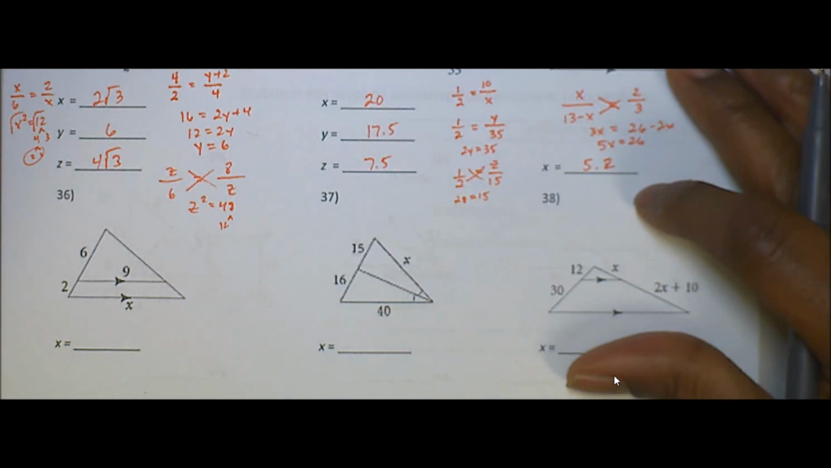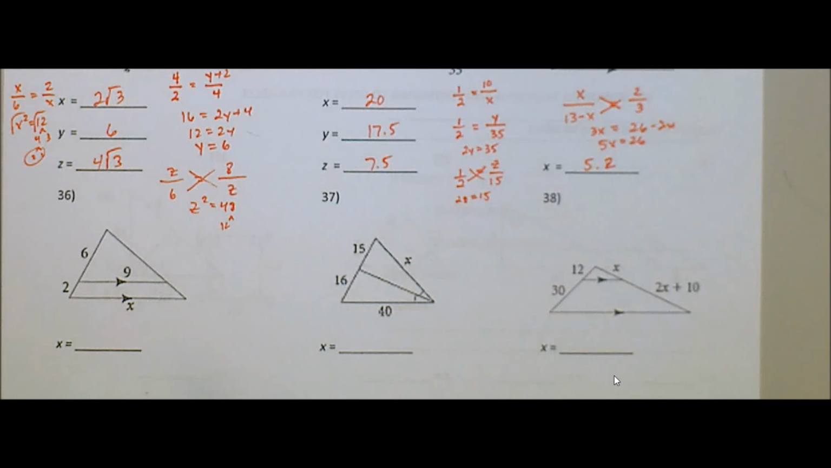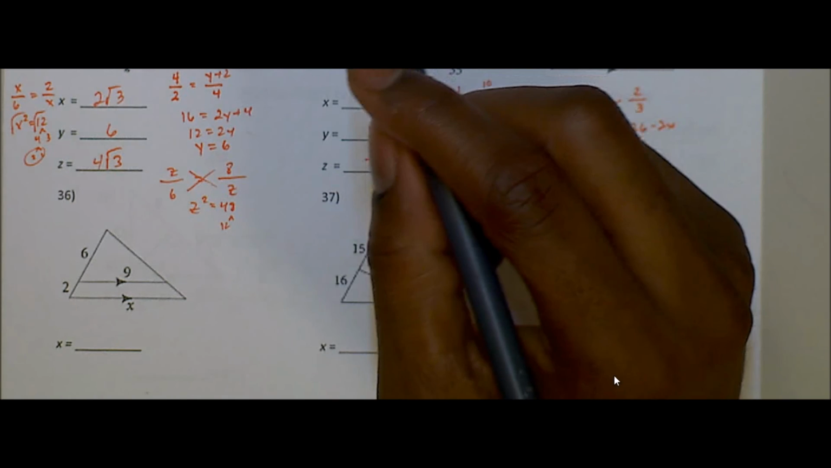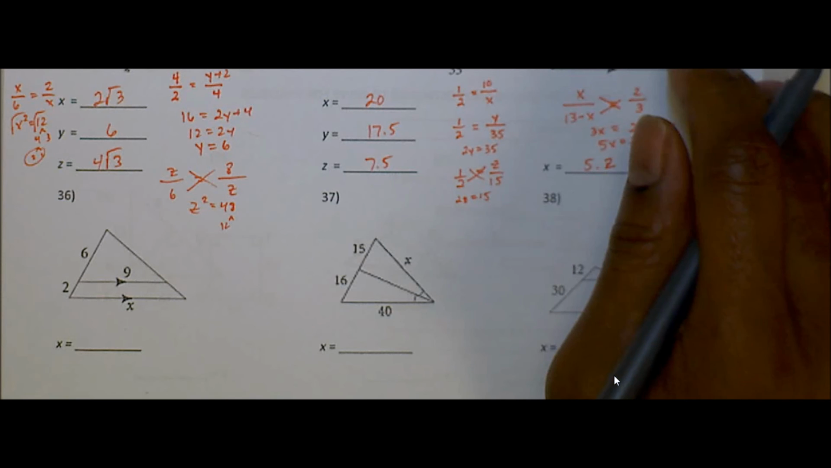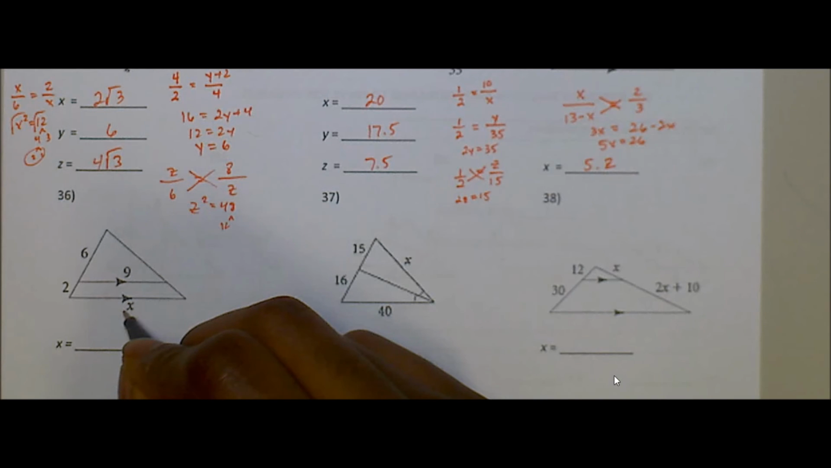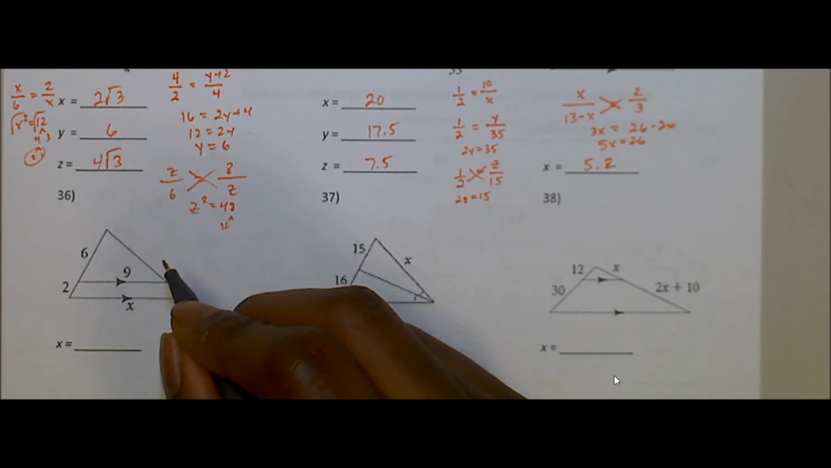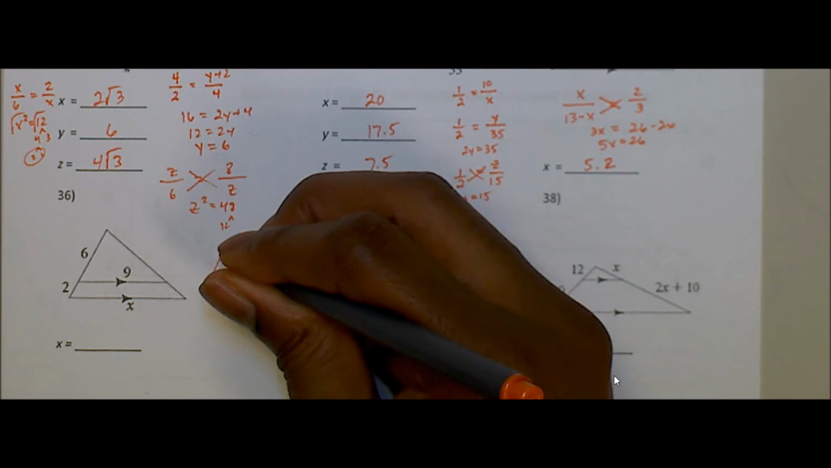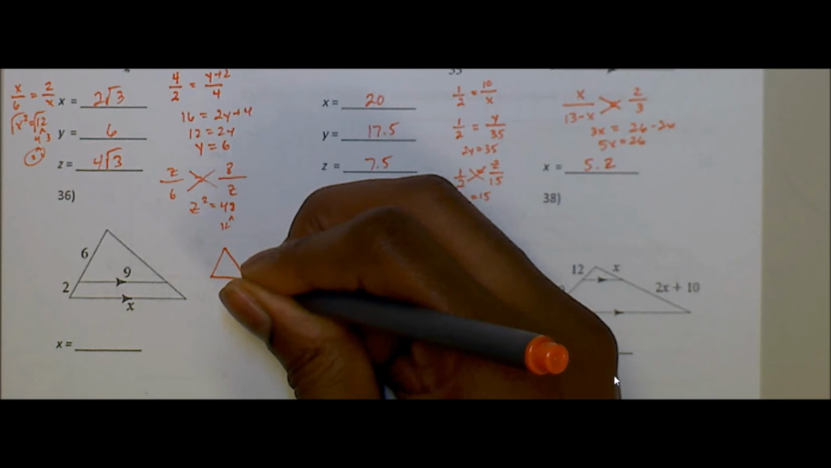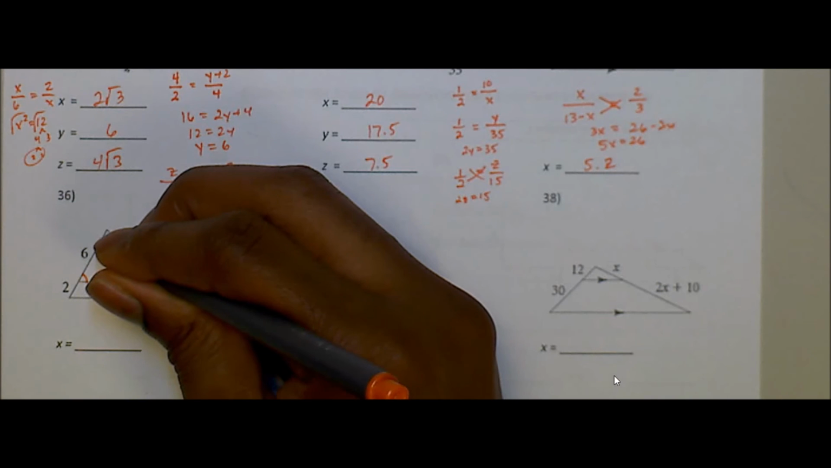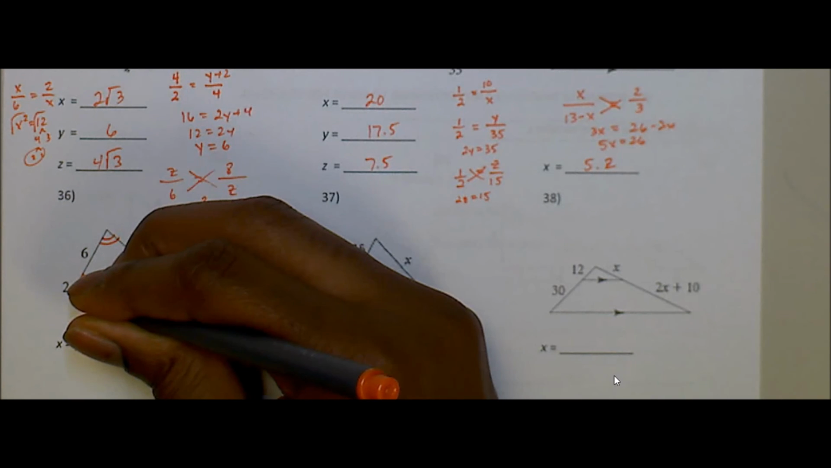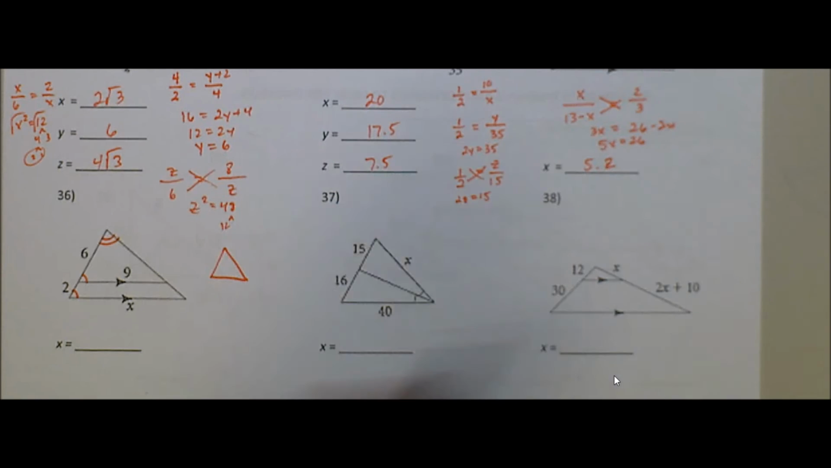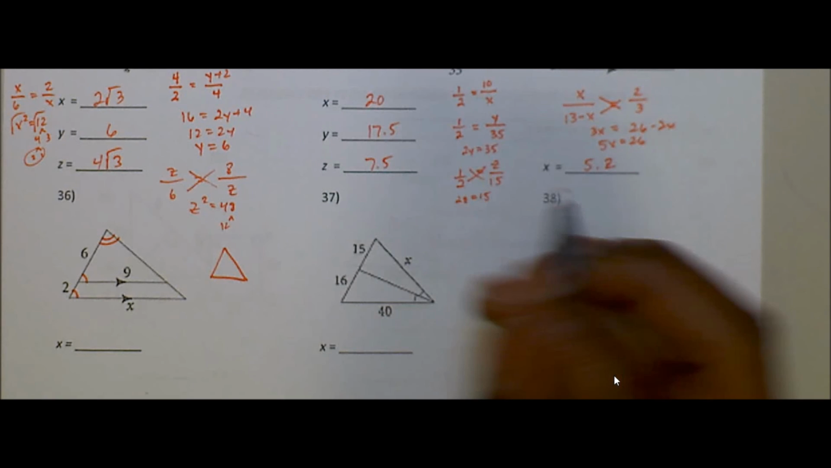Then underneath here we have 36. This looks like a side splitter problem, like with 35, but notice that x is not on the side that's being split, so we can't set up the proportion as easily. Probably be best to redraw these similar triangles. Here, notice that they're similar because we have this shared angle here and these corresponding angles that are congruent because of the parallel lines. So angle-angle similarity.